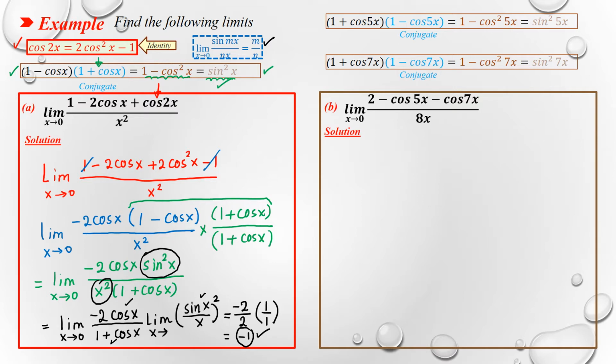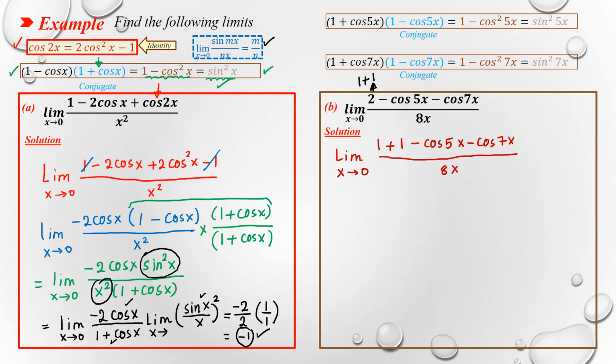For part B, you have to find the limit of 2 minus cosine 5x minus cosine 7x divided by 8x when x goes to 0. To find that, you have to write 2 as 1 plus 1. So the limit will be 1 plus 1 minus cosine 5x minus cosine 7x divided by 8x when x goes to 0.